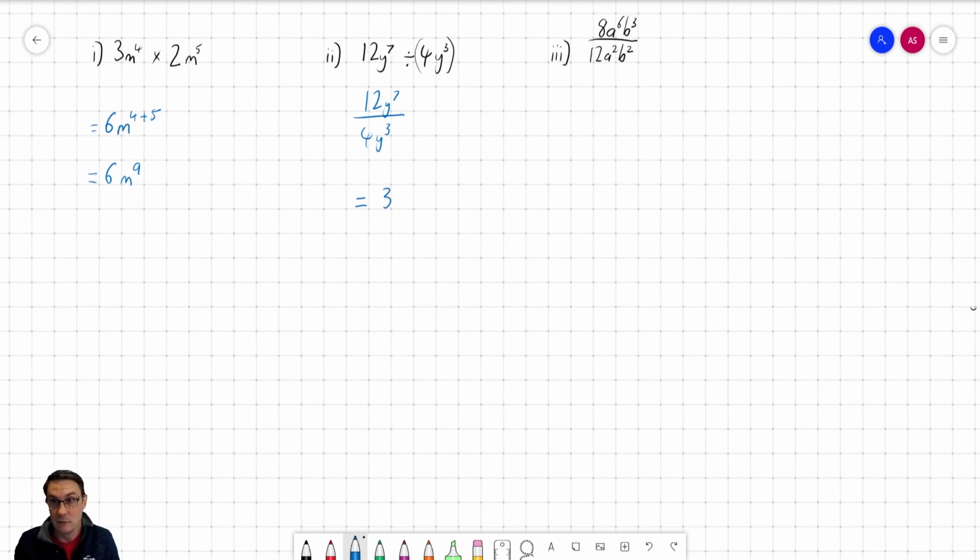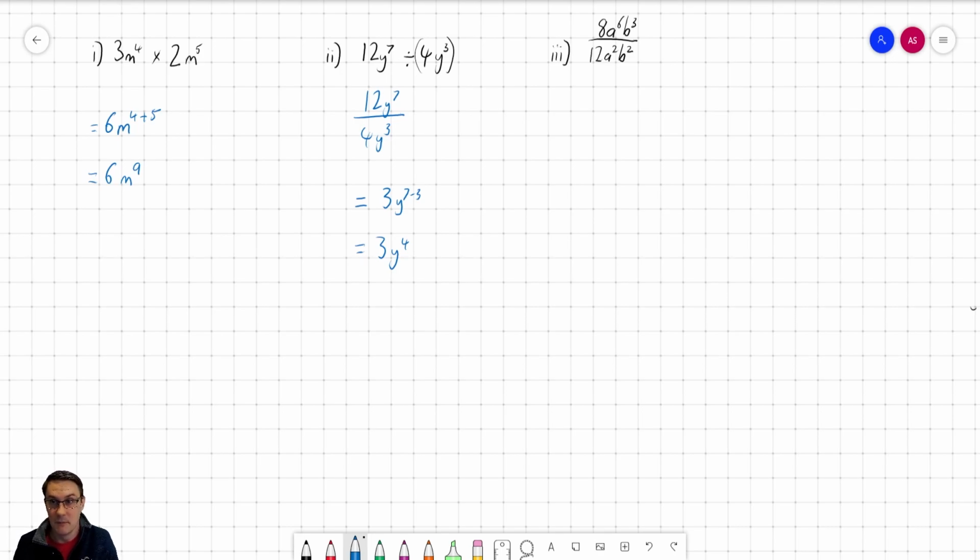The next part then, which I want to deal with, is the letters. So I've got y to deal with here, and I've got 7 and 3. And because it's division, we subtract the powers. So it's going to be 7 minus 3. So when this is worked out, we're going to have 3, and it's going to be y to the power of 4.